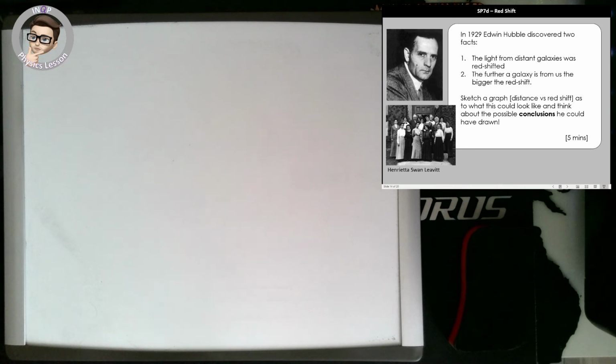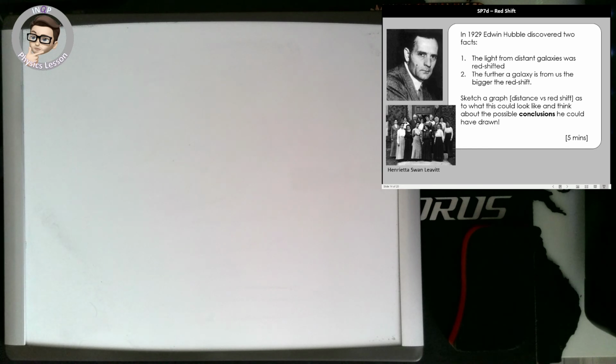Now, in 1929, Edwin Hubble discovered two facts. He discovered that the light from distant galaxies was redshifted. So he looked at all these different galaxies. He was able to compare those emission spectra and look at the comparison to the lab. And he also realised that the bigger or the further a galaxy is from us, the bigger the redshift they have.